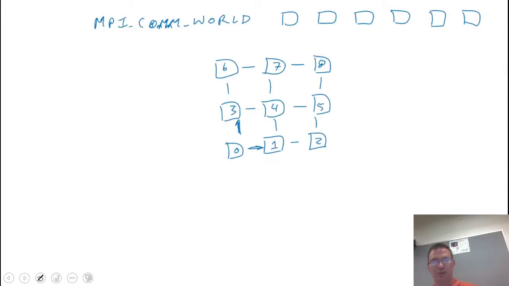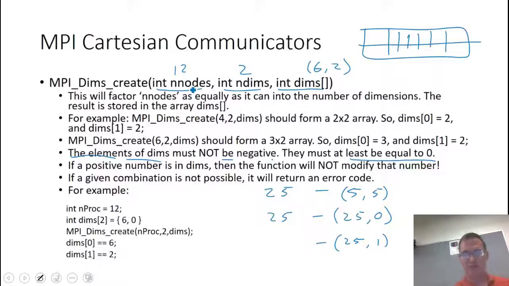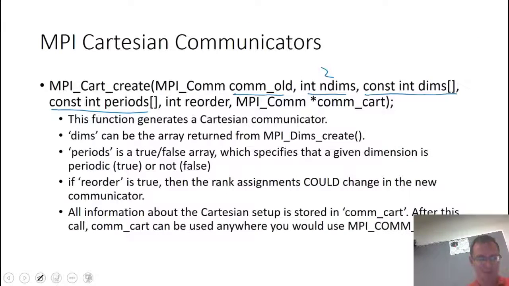Okay, so what this does, this periods array is a true-false array. It's either 0 or 1. And if you have 2 dimensions, you're going to have an array of size 2. And it says that this direction is periodic or it is not periodic. So it can do that.